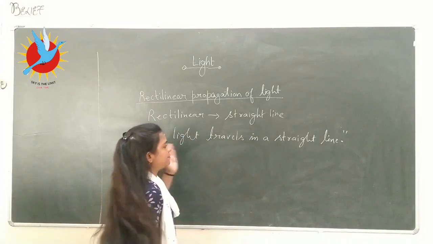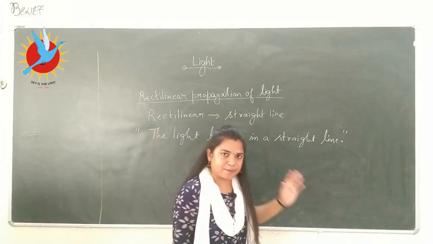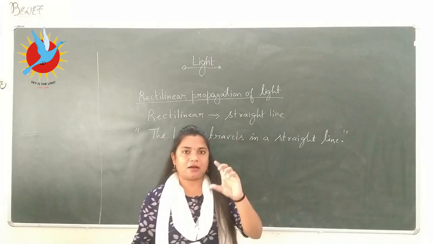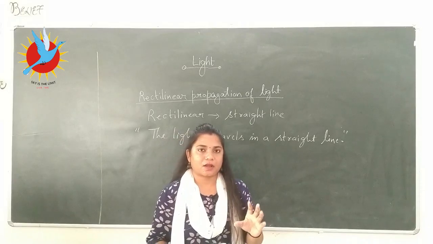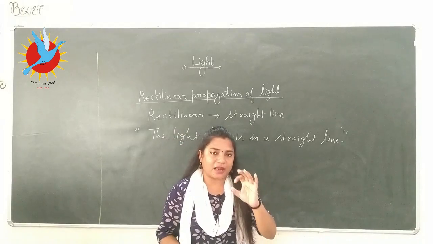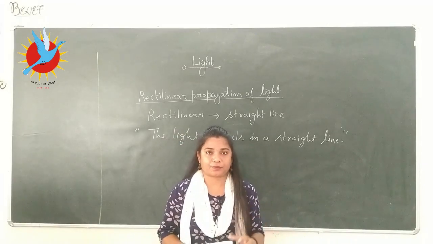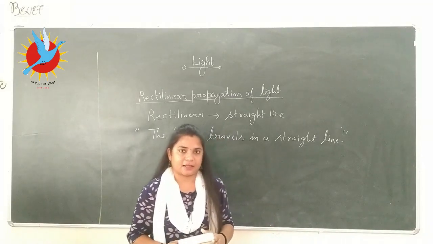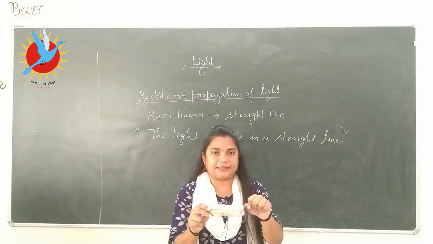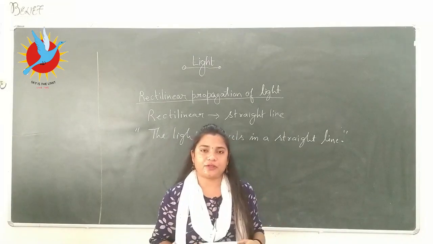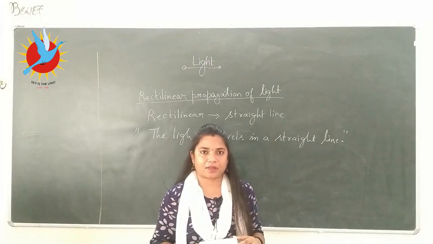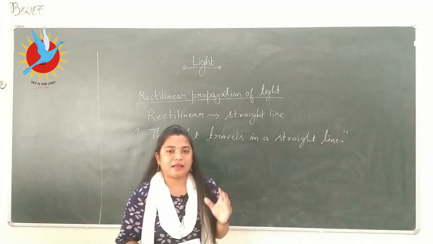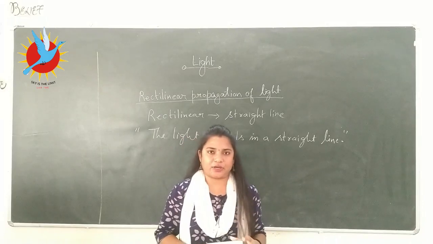Now, to verify this, you can perform an experiment. Take a lit candle and a straight tube. Now try to view the candle through the tube. Are you able to see the candle? Yes. Now bend the tube slightly and again try to view the candle through it. Are you able to do that? No, it is because the light travels in a straight line.